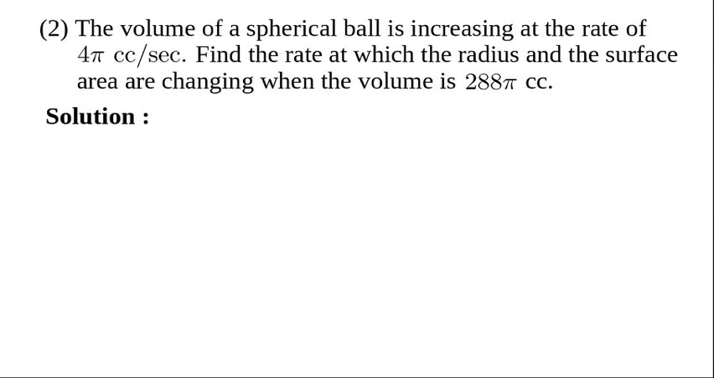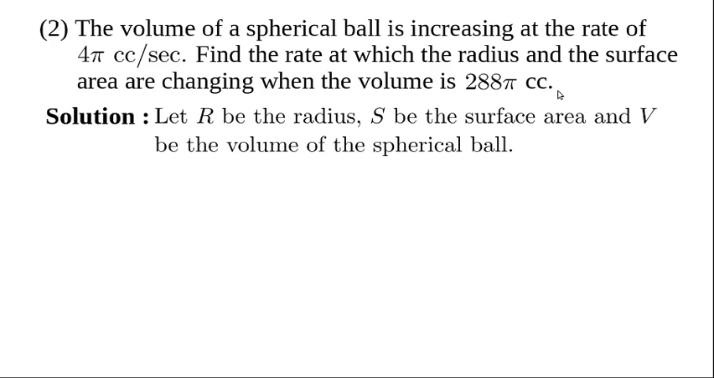Second problem. The volume of a spherical ball is increasing at the rate of 4 pi cc per second. Means rate of change of volume is 4 pi cc per second. That is dV by dt equal to 4 pi. We are asked to find the rate at which the radius and the surface area are changing when the volume is 288 pi cc. That means at this instant when the volume is 288 pi, we are asked to find rate of change of radius and surface area.